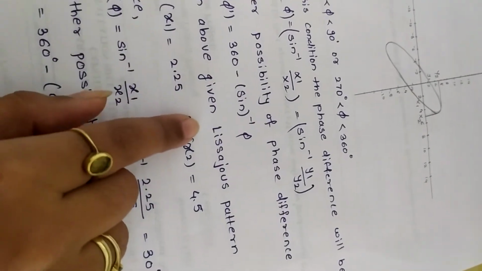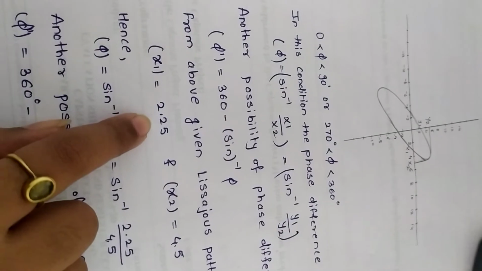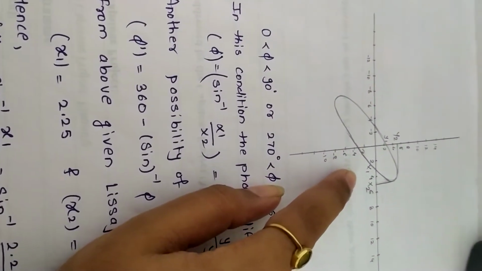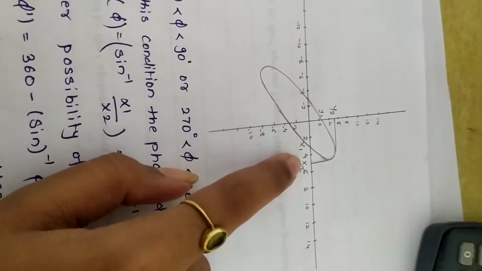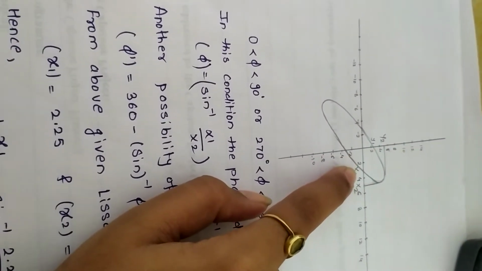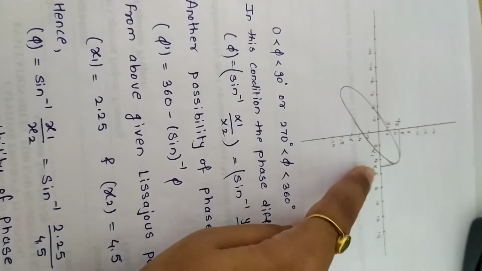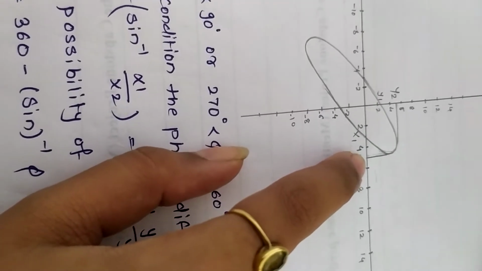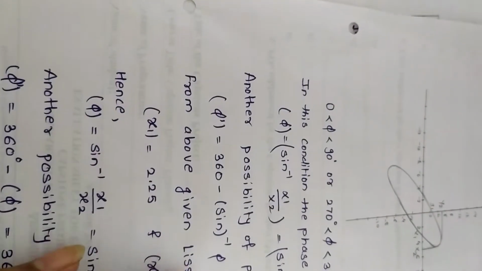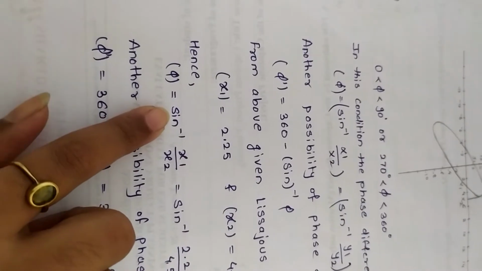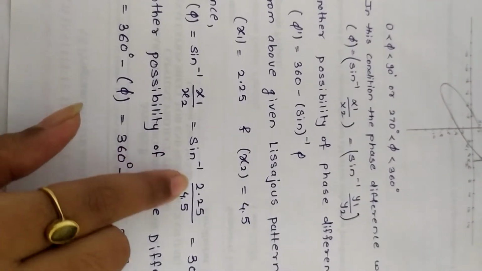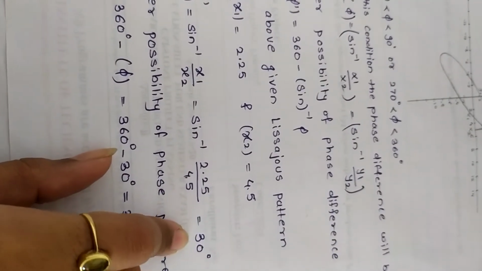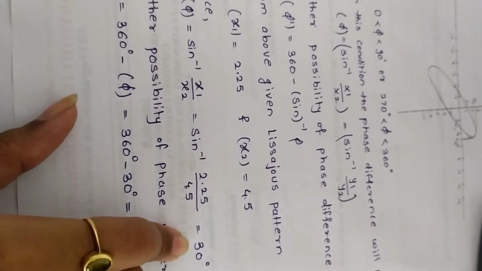From the above given Lissajous pattern, we are going to take one example. In this pattern, x1 is 2.25 and x2 is 4.5. We are going to put these values in the equation. Sin inverse x1 divided by x2 equals sin inverse 2.25 divided by 4.5. We get the answer as 30 degree. The phase difference is 30 degree.